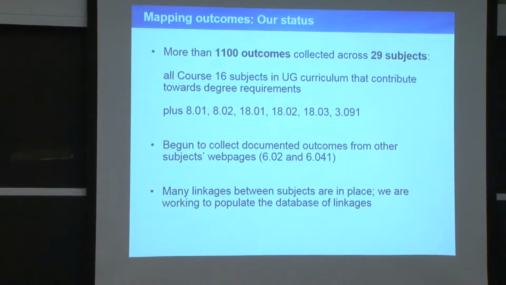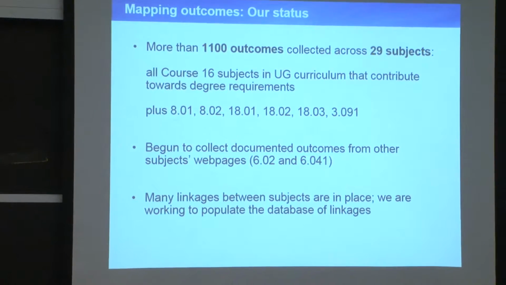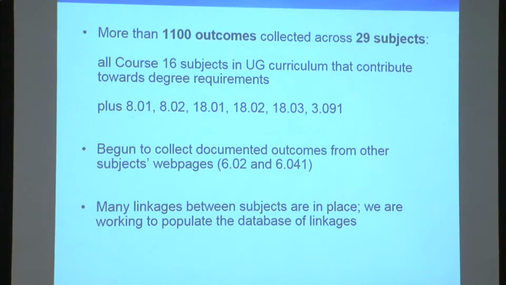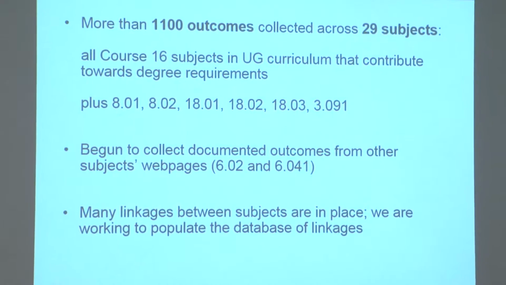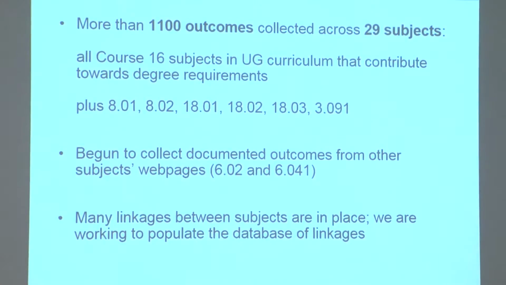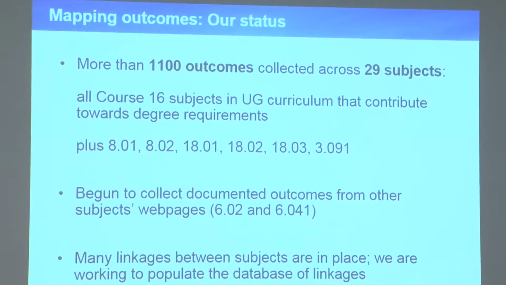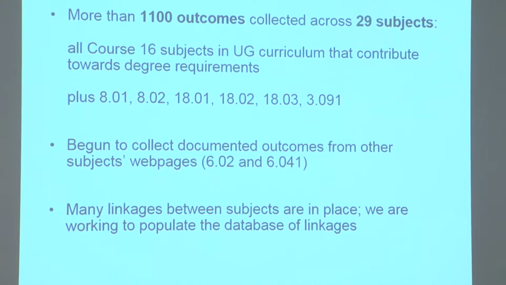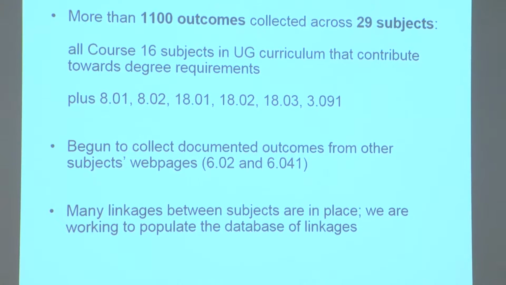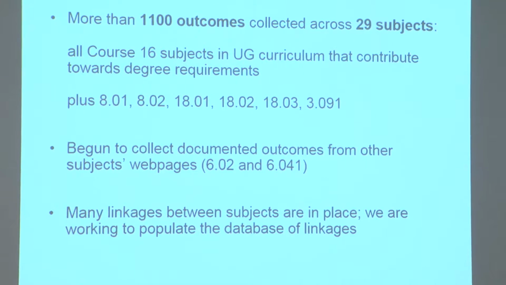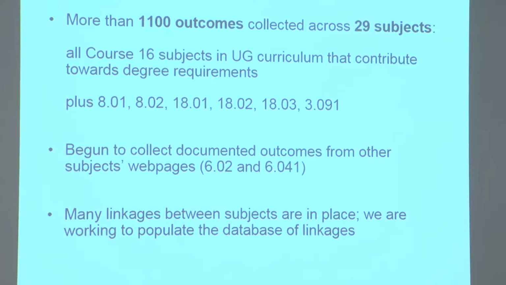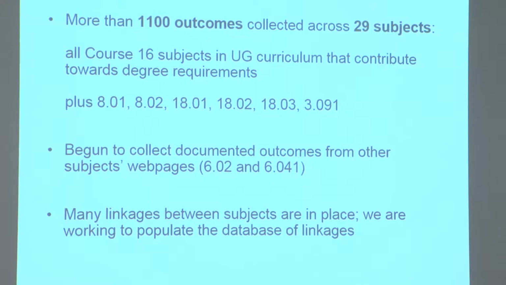So far, we've collected more than 1,100 outcomes over almost 30 subjects, including all subjects that contribute toward a degree requirement in course 16, plus a lot of prerequisite subjects from outside the department, including math, physics, and materials, solid state chemistry. We've also collected a few outcomes from other subjects, just as an experiment to see whether their formats fit into our tool. And we've also made linkages between most of the course sequences in AeroAstro; we're still working on the last ones.